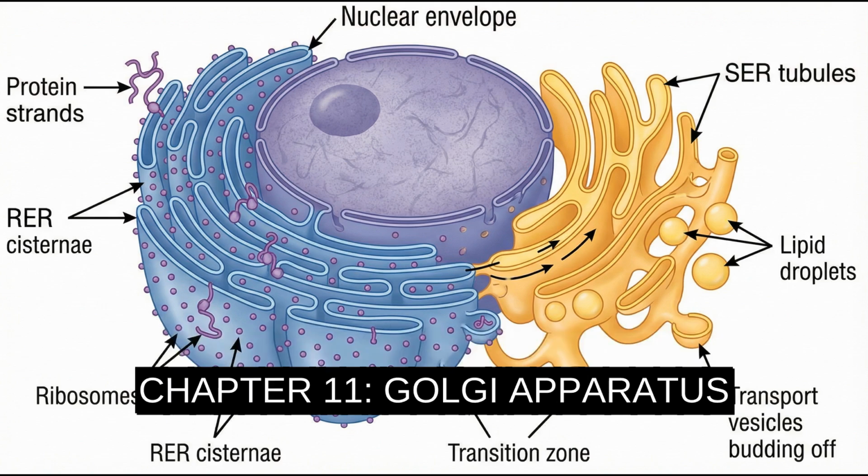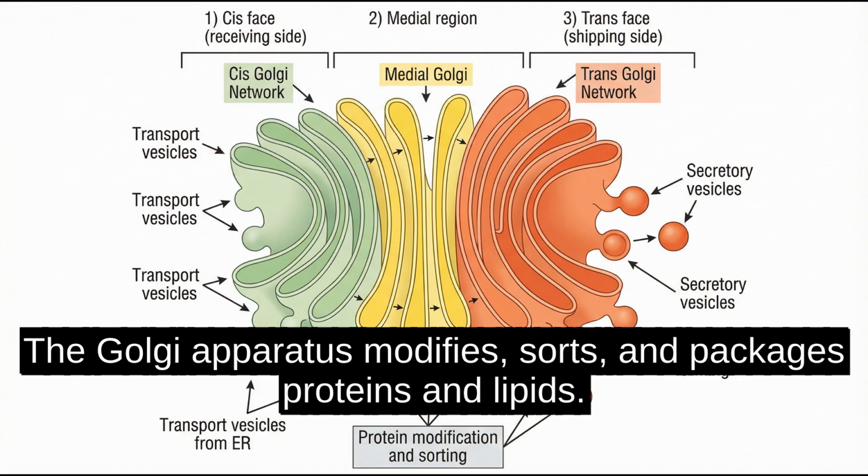Chapter 19. Central dogma. The central dogma states that genetic information flows from DNA to RNA to protein. DNA is a double helix with complementary base pairing. Adenine with thymine, guanine with cytosine. DNA replication copies DNA before cell division. DNA polymerase synthesizes new strands using each original strand as a template.